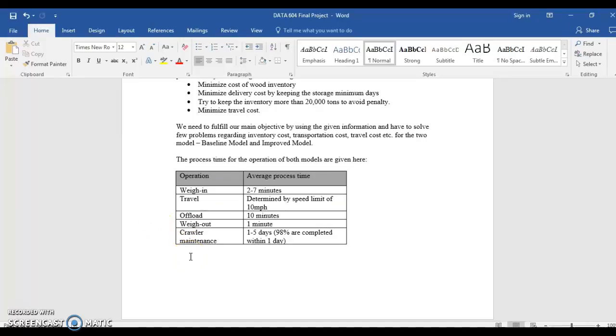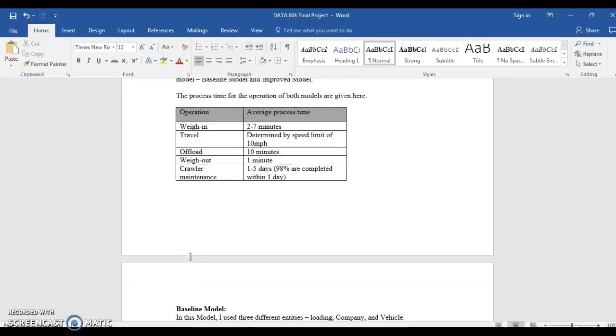There are a few operations: weigh-in, which takes 2 to 7 minutes, travel time determined by a speed limit of 10 miles per hour, and offload, weigh-in, and crawler maintenance, which takes 1 to 5 days.